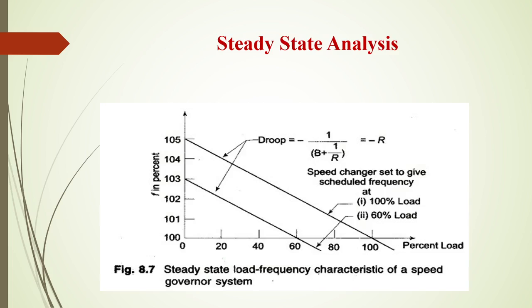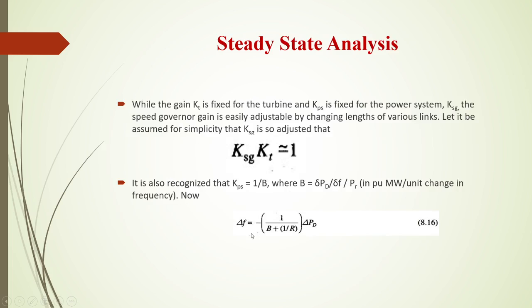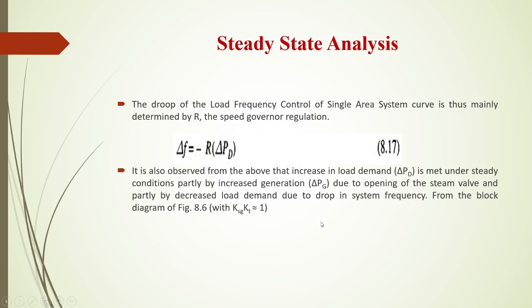So earlier our equation was like this, that is delta F is equal to minus of 1 by (B plus 1 by R) into delta PD. So we are neglecting here this entire term, we are taking as how much? Minus R. Okay. So a typical value of B can be 0.01 per unit and 1 by R can be 1 by 3. So B is neglected in comparison. So we are taking into consideration only minus of 1 by (1 by R). So it will become how much? Minus R delta PD. So delta F is equal to minus R delta PD.